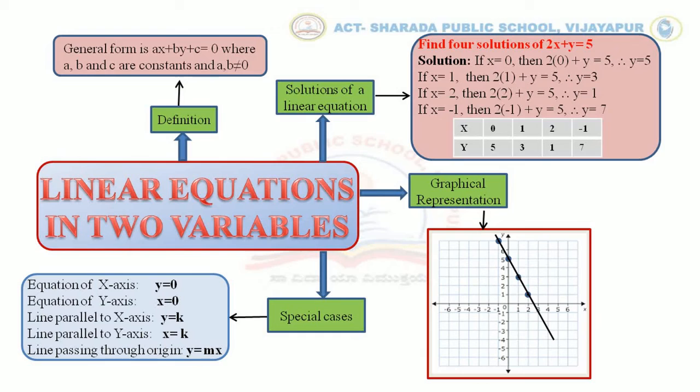And the last one, the line passing through the origin is given by y is equal to mx. So this is the origin, and through this origin there may be an infinite number of lines that can pass through, and all those lines have the general formula y is equal to mx. These are some of the important special cases, specifically for the x-axis, the y-axis and the equation that passes through the origin. That's all about the chapter Linear Equations in Two Variables.